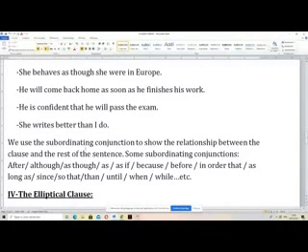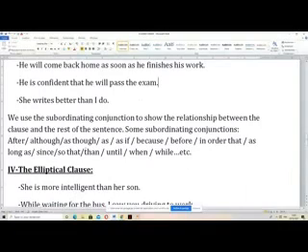Here, the last one is the elliptical clause. The elliptical clause may be an adjective or it may be an adverb, that depends on. But why do we call it elliptical? Simply because it is incomplete. You find one element or one part of the clause which is missing. Whenever it is missing, then you are dealing with the elliptical clause.